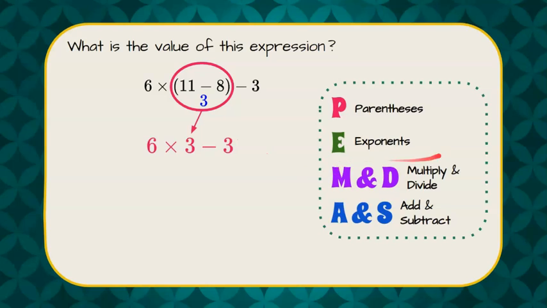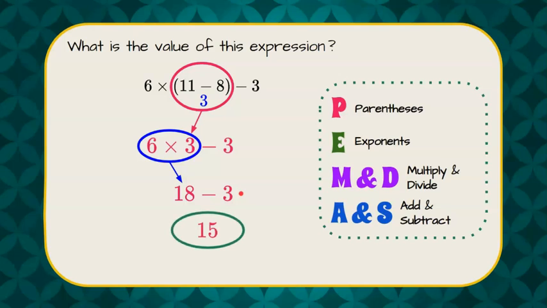Going to order of operations, we don't have any exponents. So we're going to go and multiply and divide in order from left to right. So 6 times 3 is 18. So let's rewrite our numerical expression to be 18 subtract 3. And our last and final step is to subtract. And 18 subtract 3 is 15. So the value of this expression is 15.